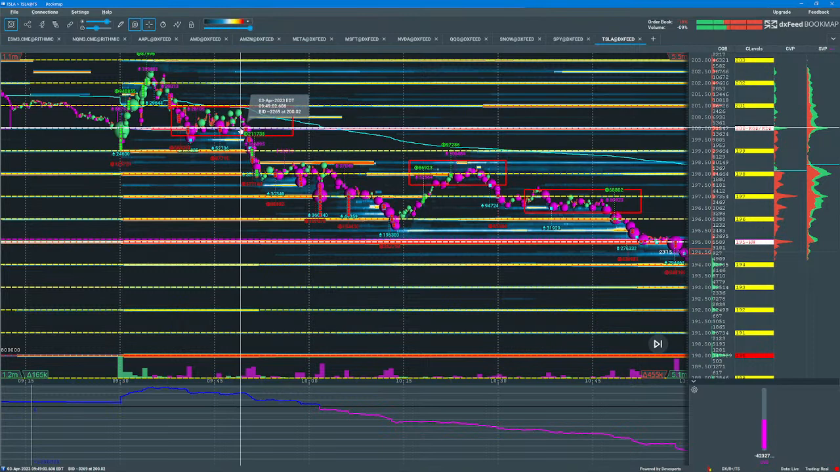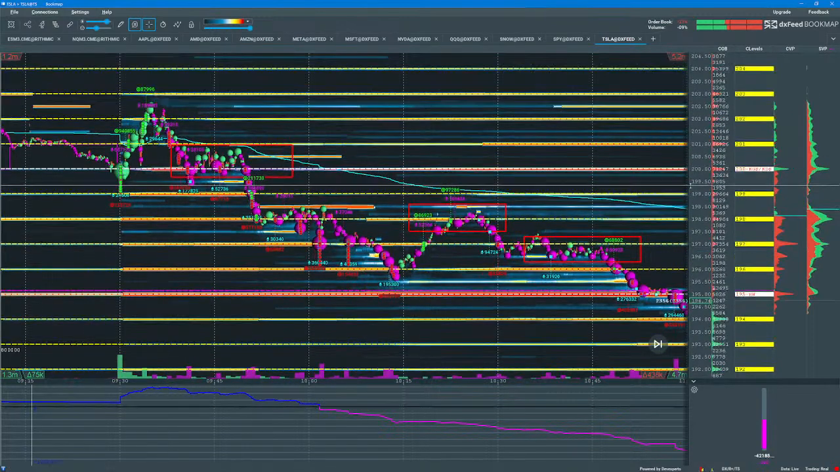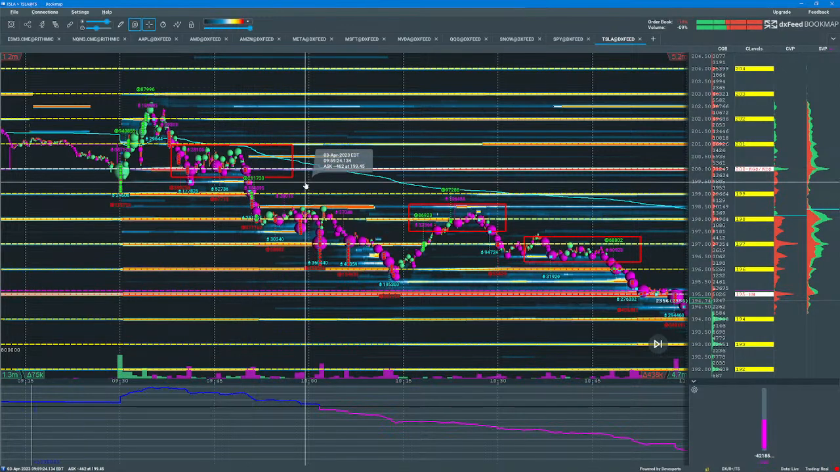So here at 9:50, I had enough information for a short, a break of this 200 key gamma strike level with bearish order flow and hedging flow. So I hope that answers your question.